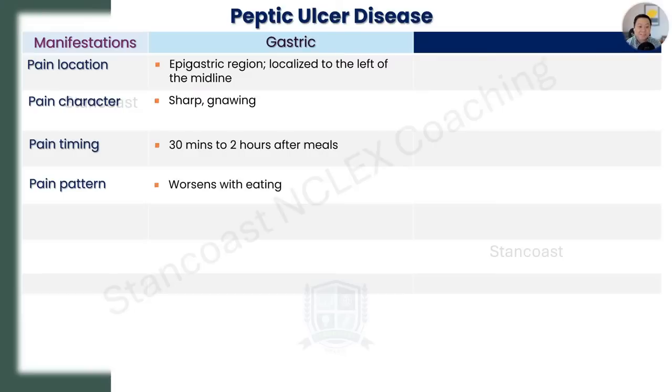For the pain pattern, the gastric ulcer is characterized by worsening with eating, since the ulcer is in the stomach, and also the ingestion of food can increase stomach acid production, which will further exacerbate the ulcer and increase the pain. Nocturnal pain is less common with gastric ulcers, and this might be because the stomach's activity decreases at night, reducing the acid secretion that could aggravate the ulcer. If you're going to ask if there's going to be hematemesis in gastric ulcer, yes, this is more common in gastric peptic ulcer disease, because the bleeding from an ulcer in the stomach can mix with the stomach contents and be vomited up.